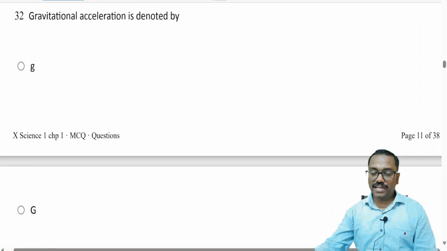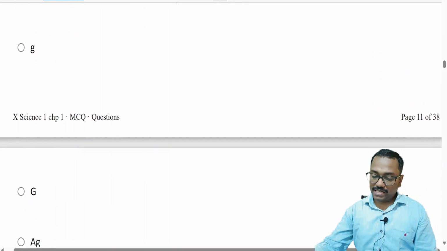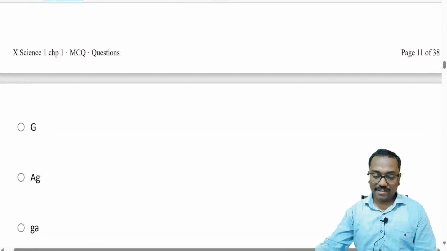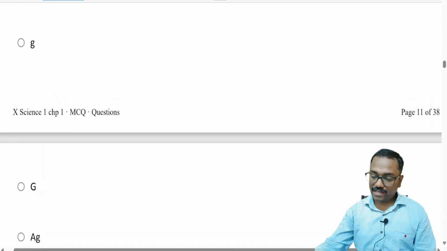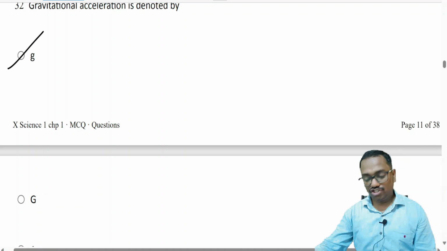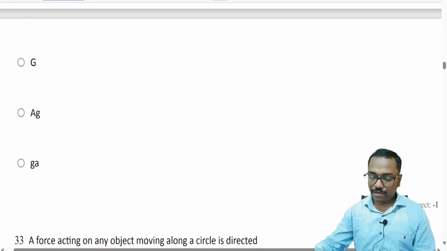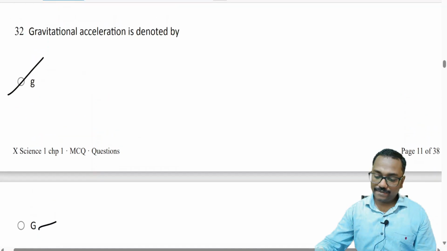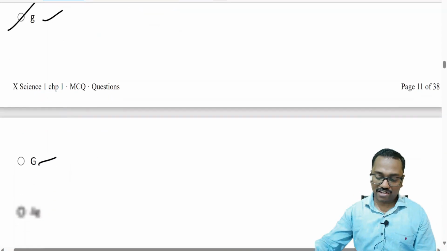Gravitational acceleration is denoted by bigger G, Ag and Ga. So its answer is gravitational acceleration. It is A part, that means small g, because this G is the gravitational constant. Got it? This is gravitational acceleration.